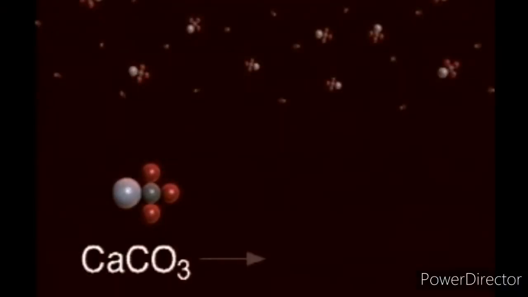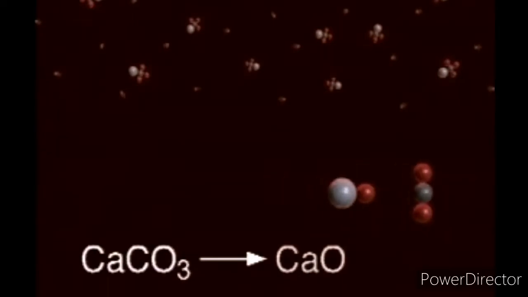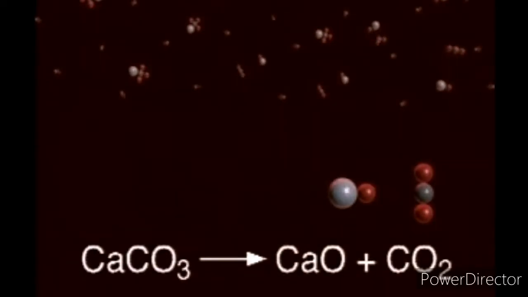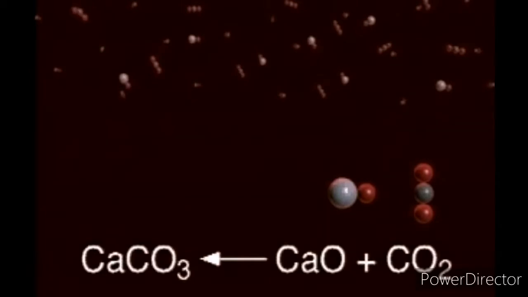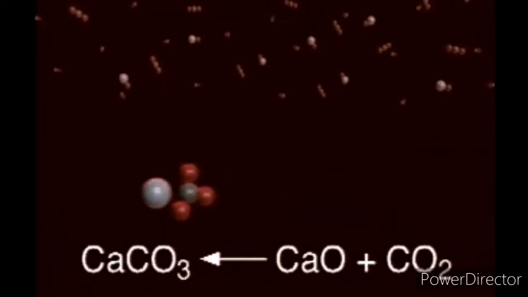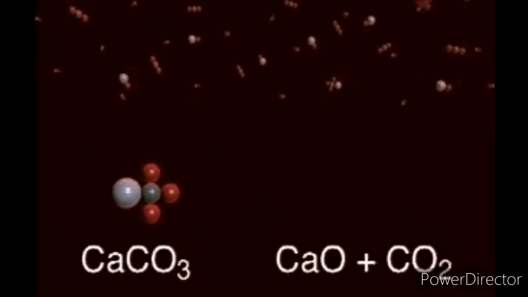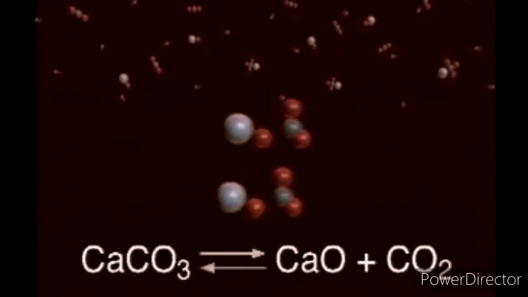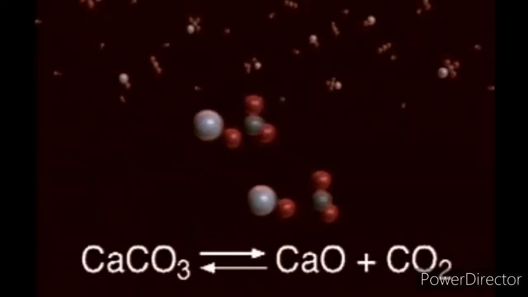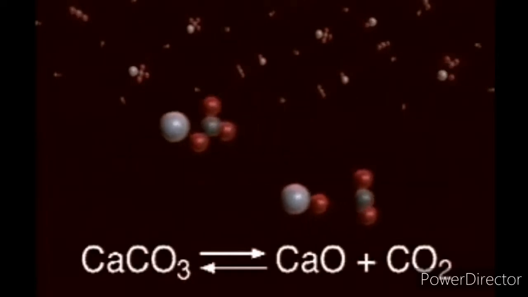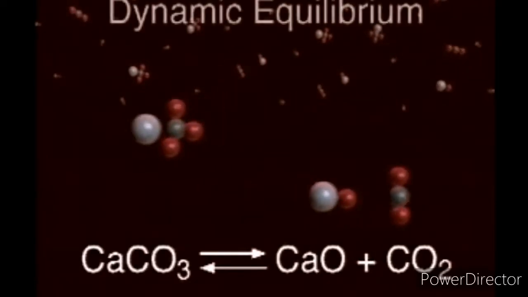In a closed system, calcium carbonate will decompose to form calcium oxide and carbon dioxide. As the amounts of calcium oxide and carbon dioxide increase, a reverse reaction occurs and calcium carbonate is resynthesized. When the decomposition rate of calcium carbonate equals the synthesizing rate of calcium oxide and carbon dioxide, the system is said to be at dynamic equilibrium.